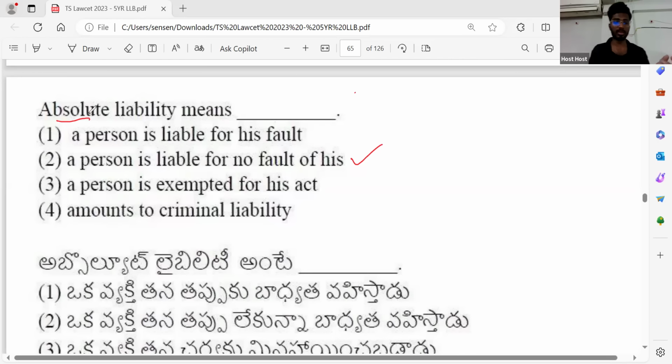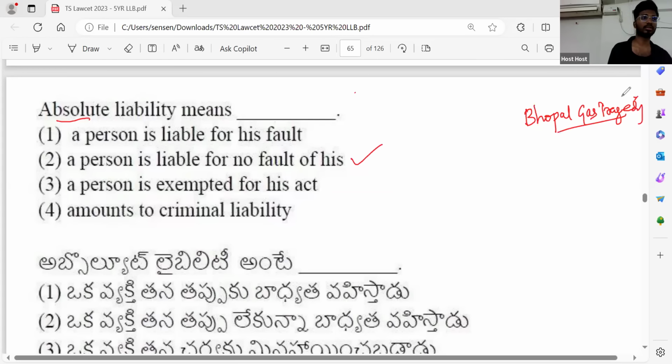Now, let us say, for example, I think you might have studied this case in your earlier classes, which is known as the Bhopal gas tragedy. Ever heard this before? Okay, I'll tell you the story. Somewhere around 1984, there was a factory in Bhopal known as Union Carbide Factory. In this factory, there was a leakage of one gas. The name of the gas is methyl isocyanate.